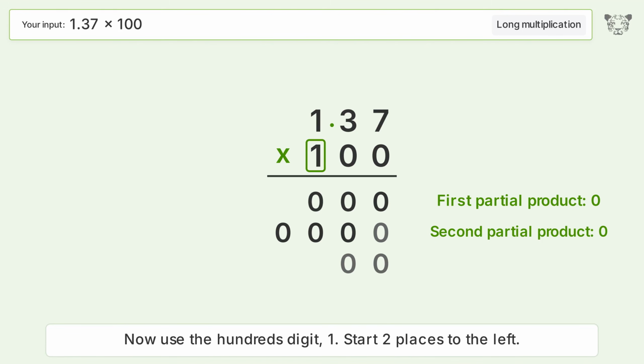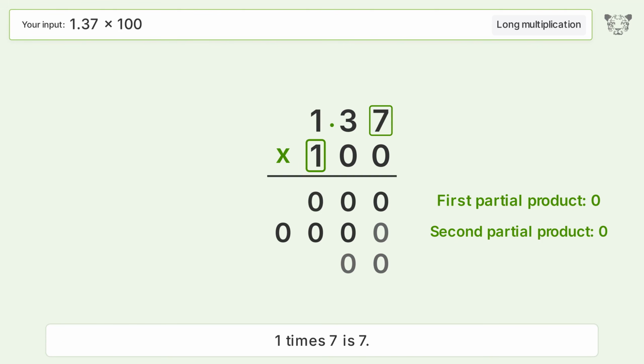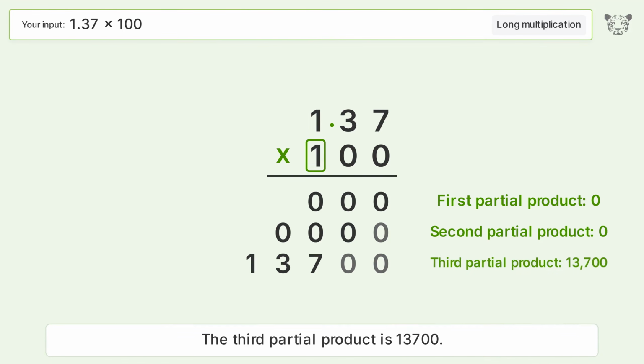Now use the hundreds digit, 1. Start two places to the left. 1 times 7 is 7. 1 times 3 is 3. 1 times 1 is 1. The third partial product is 13,700.